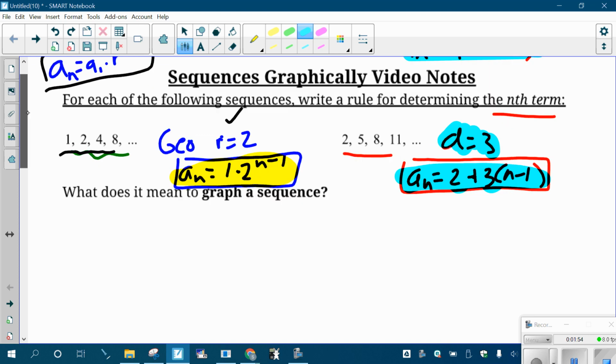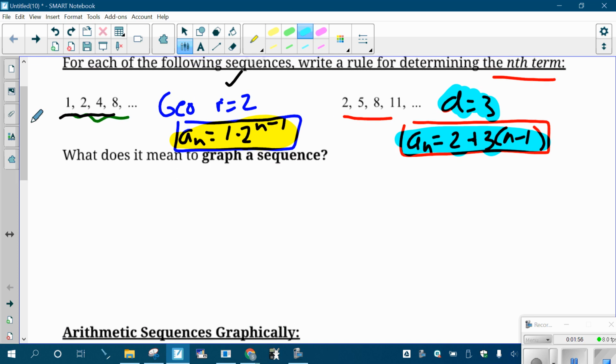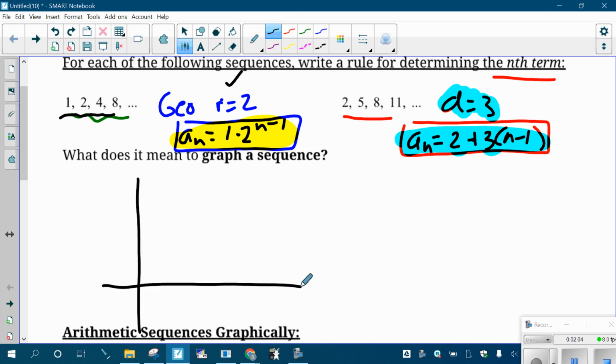Now I want to talk about what it means to graph a sequence. So when we're talking about graphing a sequence, I want to graph both of these. What it really means is, well, you're making a graph. The important thing is that on the x-axis, you have n's, term numbers. And on the y-axis, you have terms.